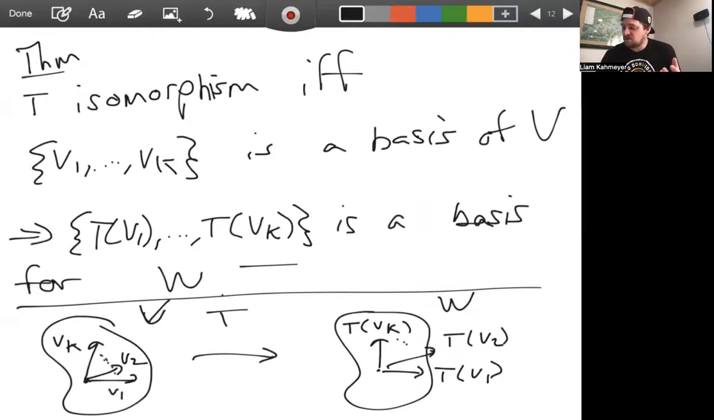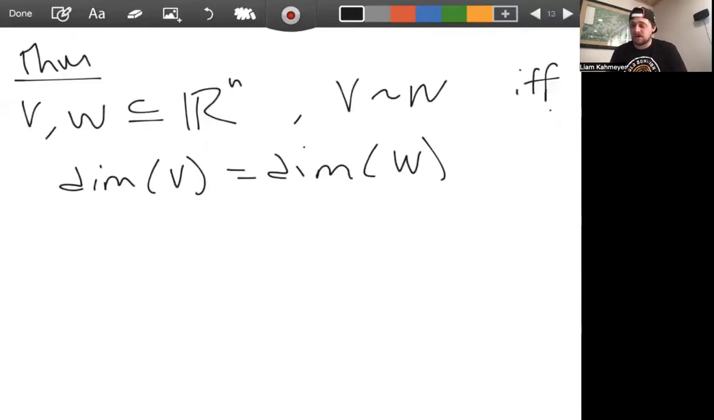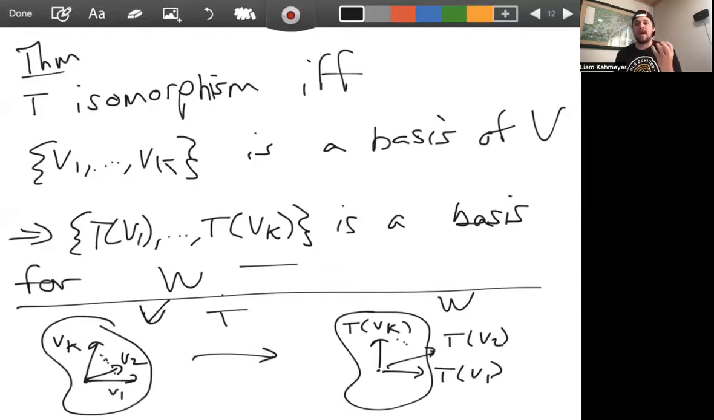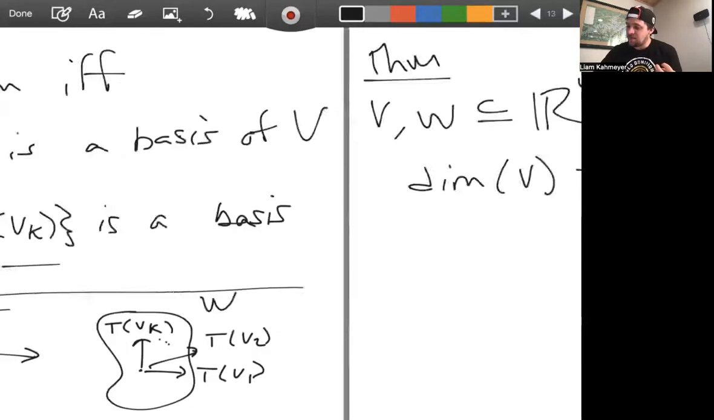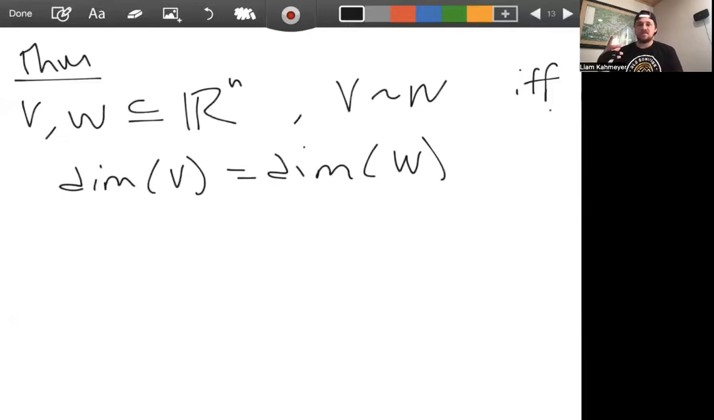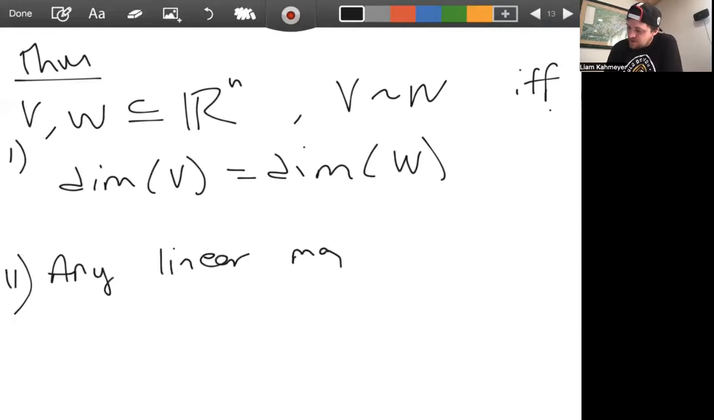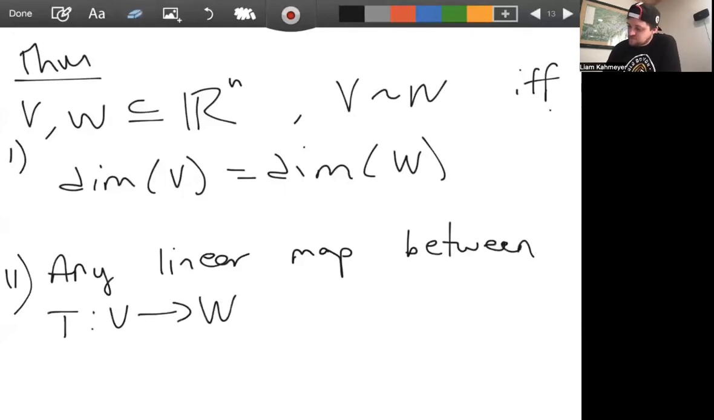This theorem is in the language of linear transformations. This theorem is in the language of subspaces, right? Here, the emphasis is the isomorphism, the map itself, and the basis elements. But here, the emphasis is the isomorphic subspaces and the dimensions of these being the same. So what does this mean, right? Well, if we would think about this as a part one, then a part two would be like a moreover. This means any linear map between isomorphic subspaces, so let's say T from V to W, is an isomorphism.